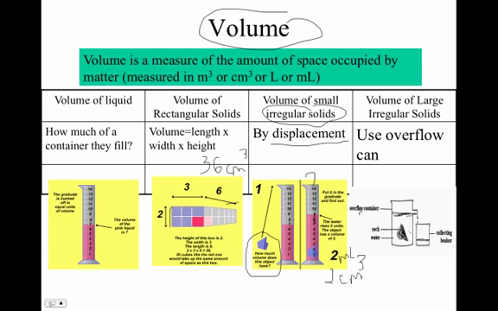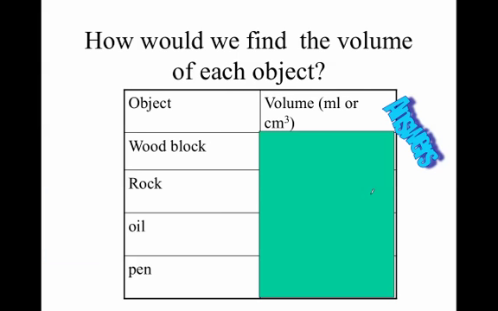If it's a really big object, we'd use something like an overflow can first and then a graduated cylinder, because not everything fits into a graduated cylinder. So let's say we have a wood block. How would we measure the volume? We'd go length times width times height with a ruler. A rock, we'd use displacement, so a graduated cylinder. Oil, we'd pour it into a graduated cylinder. And a pen, we'd use displacement again.